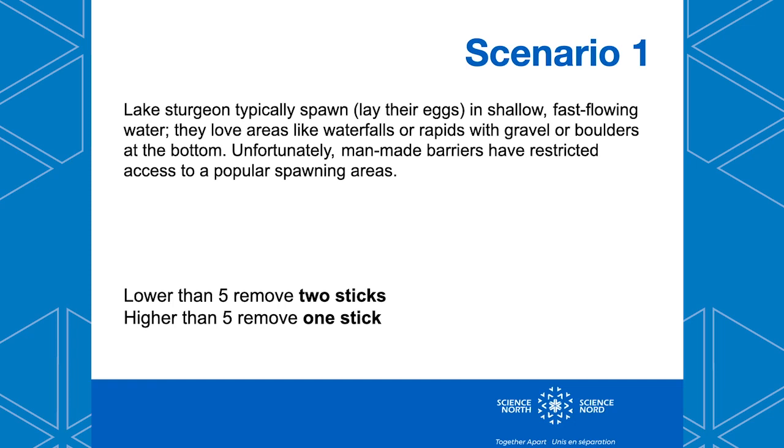Lake sturgeons typically spawn in shallow, fast-moving water. They love areas like waterfalls or rapids with gravel or boulders at the bottom. Unfortunately, man-made barriers have restricted access to a popular spawning area. If you roll lower than 5, remove 2 sticks. If you roll higher than 5, remove 1 stick.